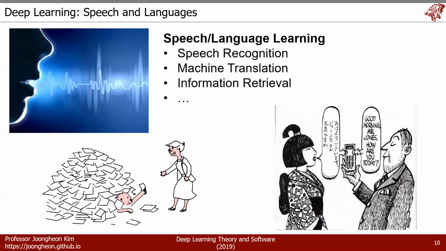Okay. So in speech and language learning, we can think about speech recognition, machine translation, information retrieval. Those are all related to speech or time series information processing. That's why those are majorly applications of recurrent neural network techniques. But CNN also is applicable for these applications if the data itself has a high dimensional format.